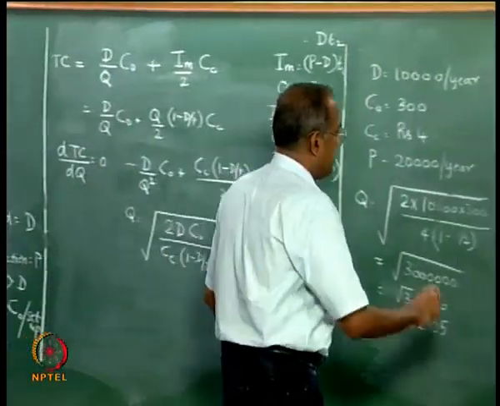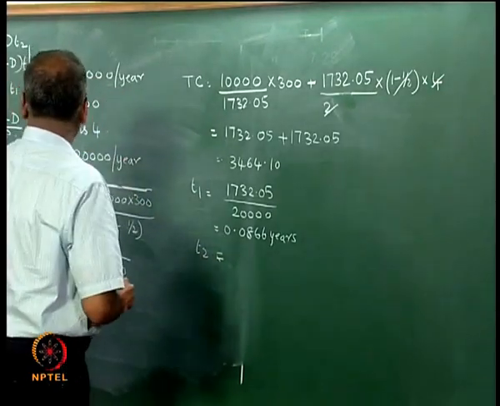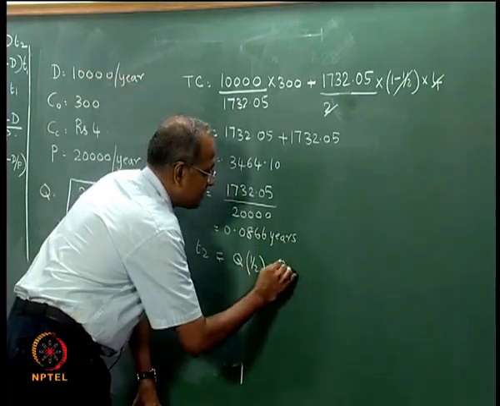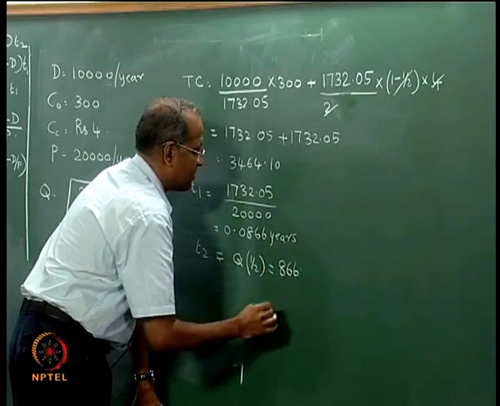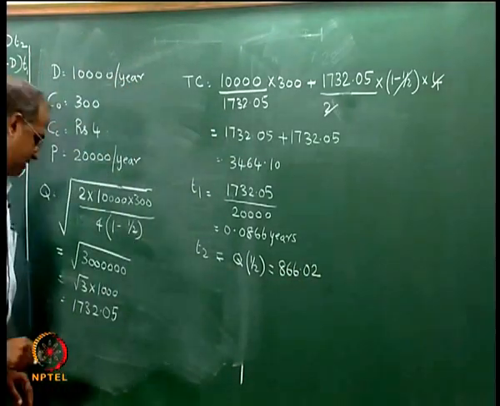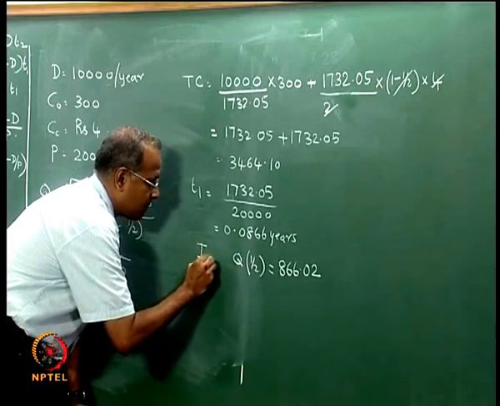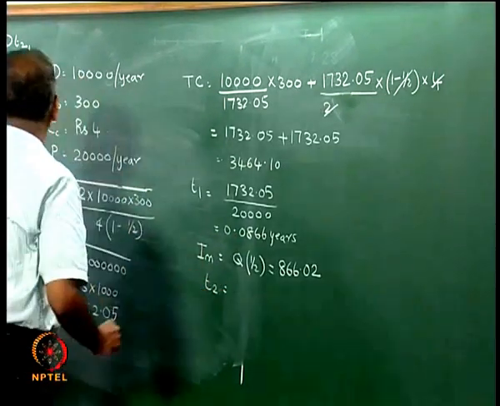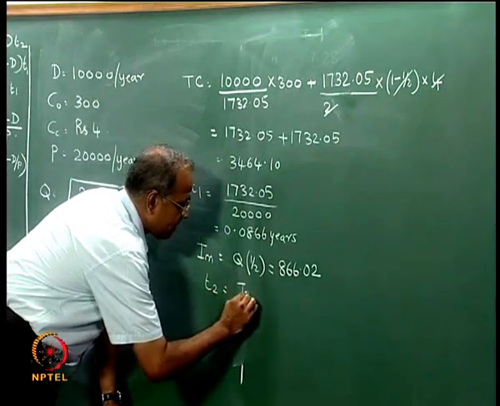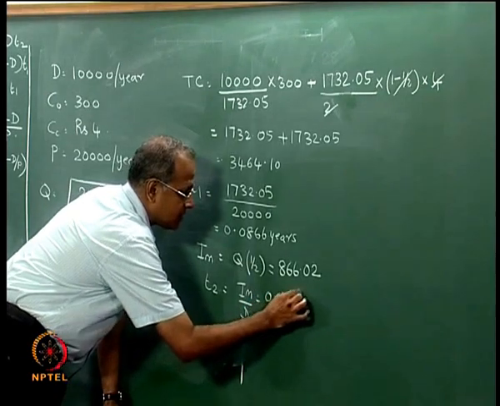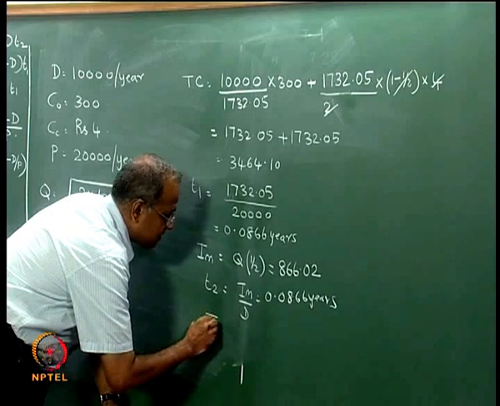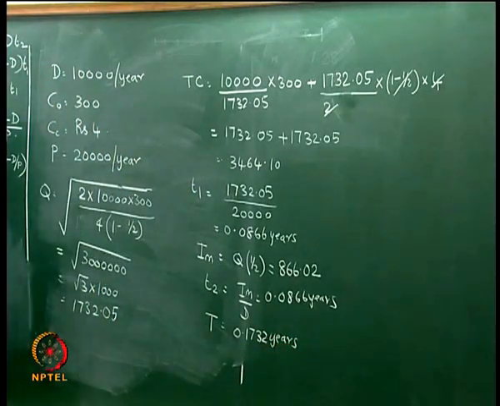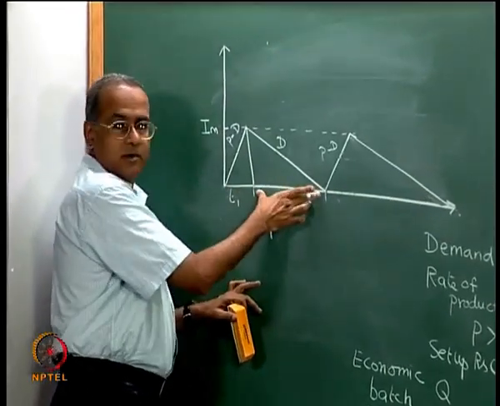Now, in order to calculate T2, we first need to find out Im. So, Im is equal to Q into 1 minus D by P. So, Q into half. So, Im is 866.02. So, T2 is equal to Im divided by D, which will be another 0.0866 years, and the cycle time T will be 0.1732 years. So, in this particular example, when we draw the graph, you realize that T1 is equal to T2.